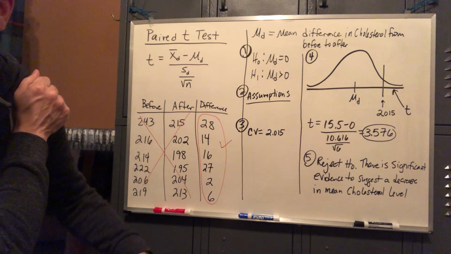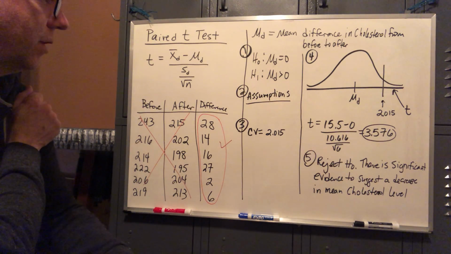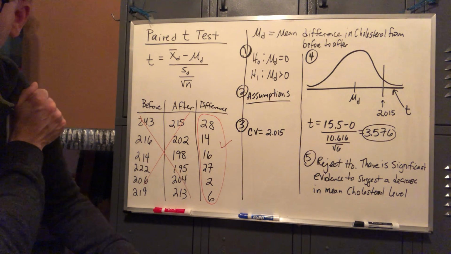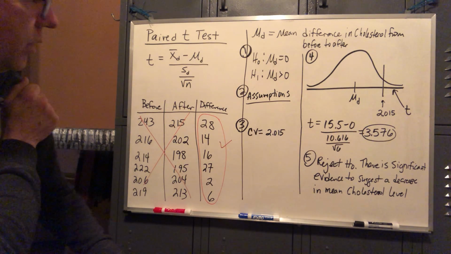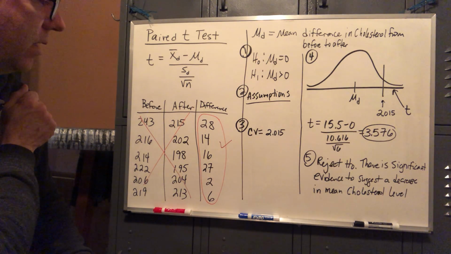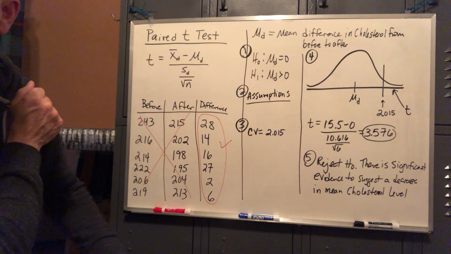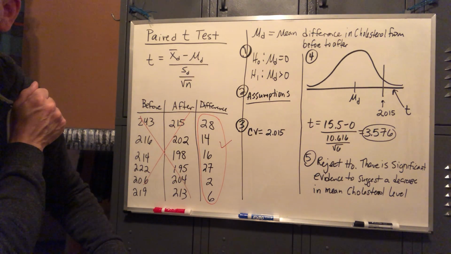My x bar d was 15.5, so that was the average difference from before to after. That was a positive difference. And my standard deviation came out to 10.616. That's the average distance it is from the mean. In this case, n is 6. All right, so keep that in mind.